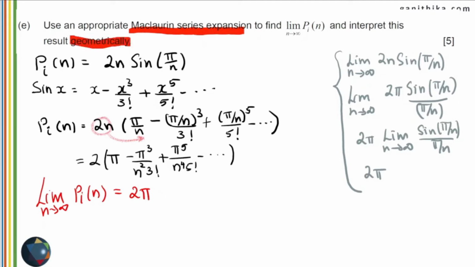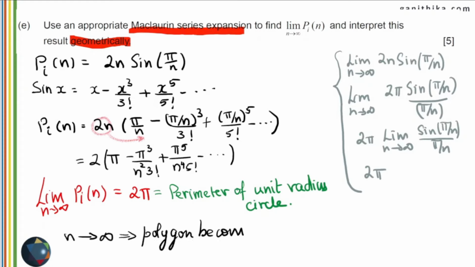Next, we have to interpret this geometrically. So what is the meaning of this? You know, as n tends to infinity, the polygon is going to become a circle. So how do you connect with this? What is 2 pi? 2 pi is nothing but, we don't call it a perimeter of a unit radius circle, we call it the circumference of a unit radius circle. Therefore, this becomes the circumference of the circle of radius 1 unit. Therefore, as n tends to infinity, what you need to say is this polygon becomes a circle of radius 1 unit whose perimeter or whose circumference is equal to 2 pi.